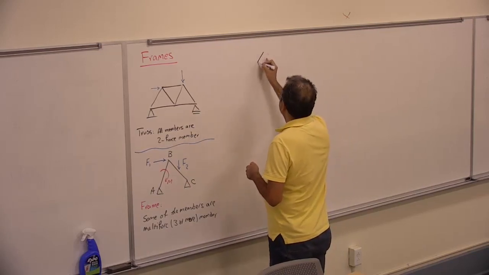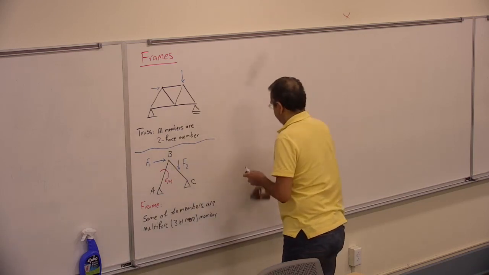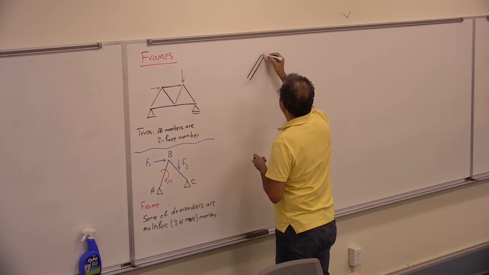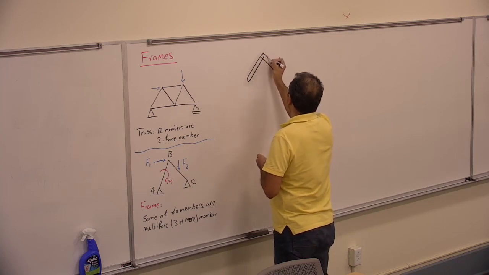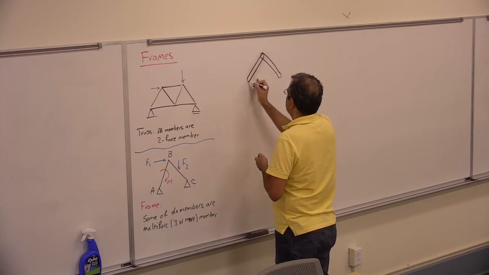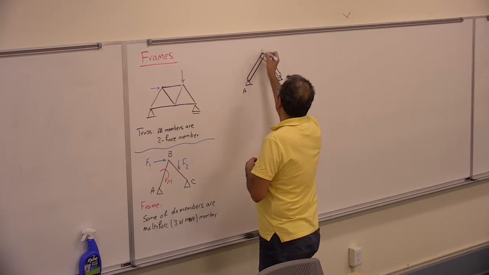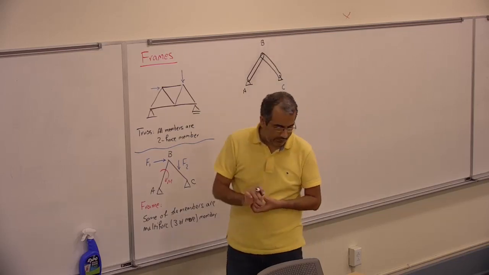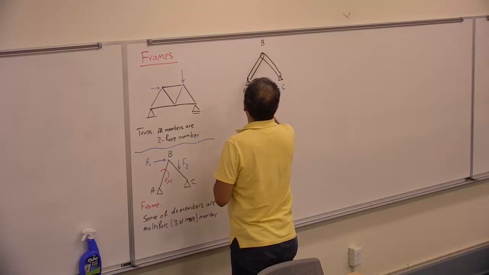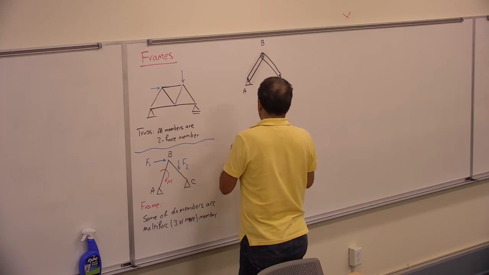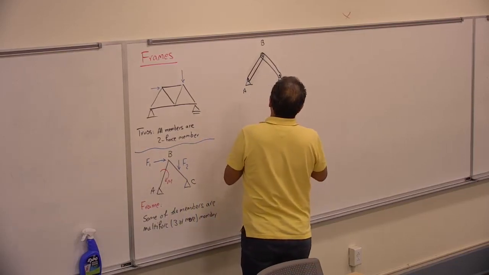So you might have something like that. Let's call it A and B and C. And so we're going to be joined here, joined there, joined there. And then it's going to be just a simple force in action.